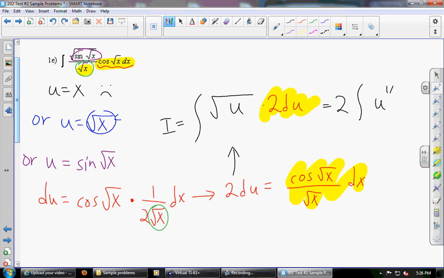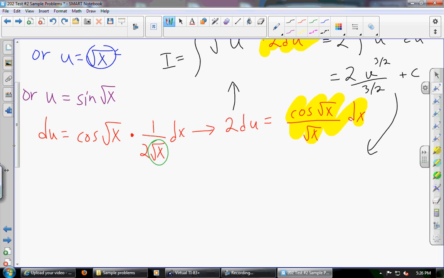Here I will write it as u to the half. I don't have this one memorized. I know the derivative of square root of u, but I don't know the antiderivative. So this is 2 u to the, add 1 to the power, 3 halves, divide by the power, 3 halves. Don't forget the plus C. Let's bring this down here. Instead of dividing by 3/2, we'll multiply by 2/3. So there's a 2 there, a times 2/3, and a u to the 3/2, which we're about to replace.